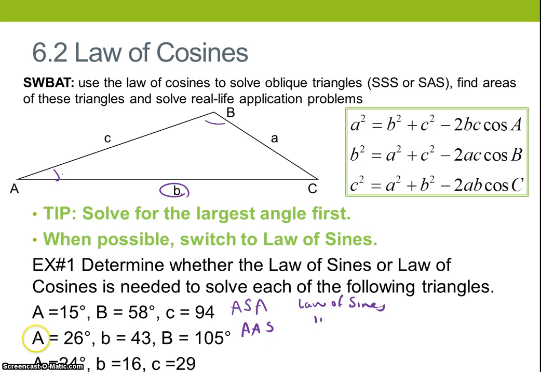The last one, we're given angle A is 24, side B is 16, and side C is 29. And we're given a side, an angle, and then a side. So when we're given side, angle, side, we're going to use the law of cosines. And when we use the law of cosines, we're going to use those formulas. So let's go on to the next slide.